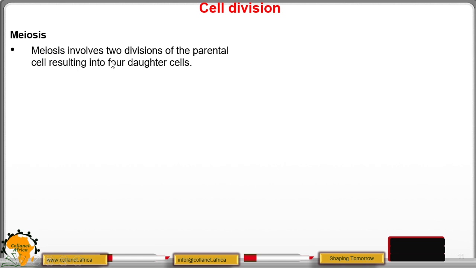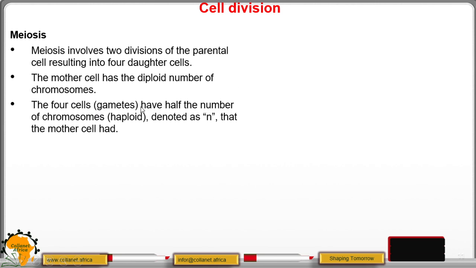We are looking at meiosis. Meiosis involves 2 divisions of the parent cell, resulting in 4 daughter cells. The mother cell has the diploid number of chromosomes. The 4 cells or the gametes have half the number of chromosomes. They are haploid.